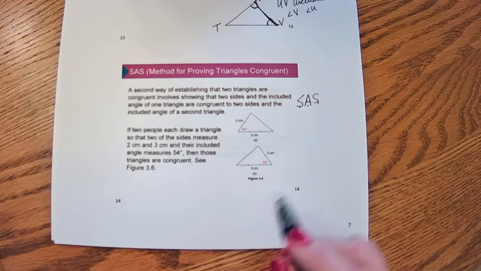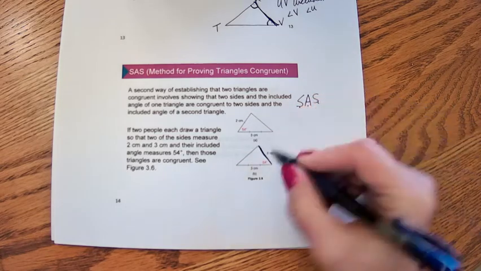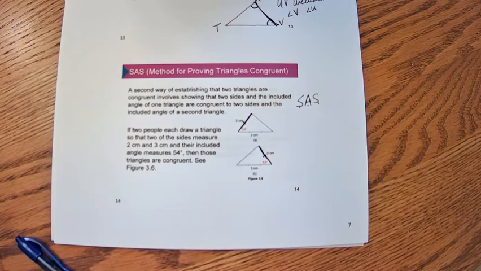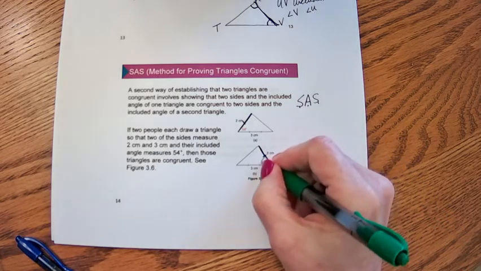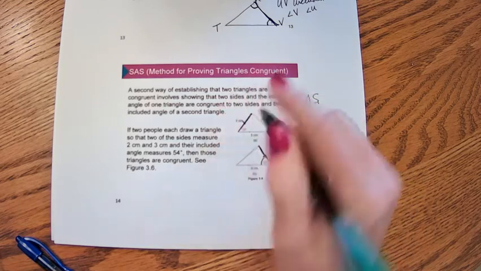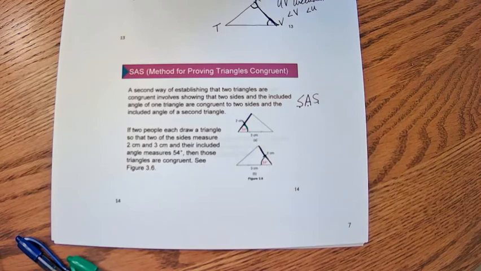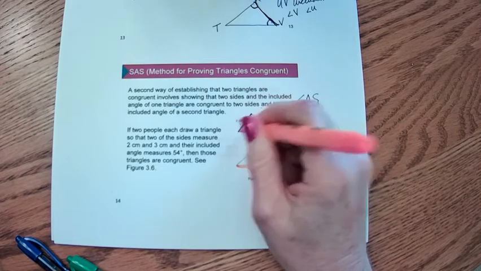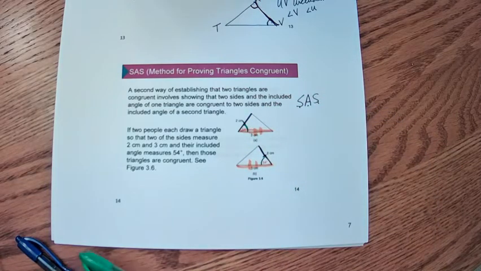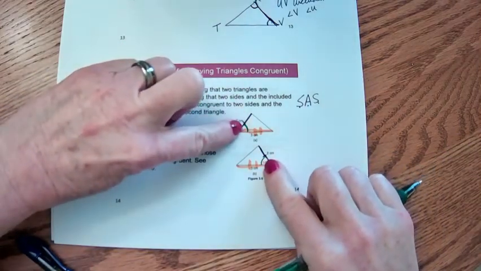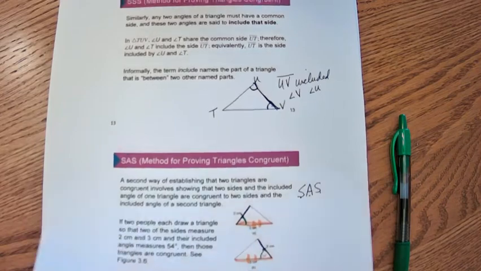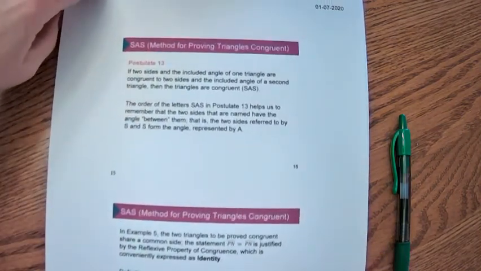So if we look at these two triangles here, I have my 2 centimeter side length and my 2 centimeter side length. And as I go around my triangle, I have my 54 degree angle, and from my other triangle, I find my 54 degree angle. And then I have my 3 centimeter side, and I have my 3 centimeter side. I would say that these two triangles are congruent, and the reason would be side, angle, side. As you go around the triangle, side, included angle, and side are all congruent. So we've got side, side, side, and side, angle, side.